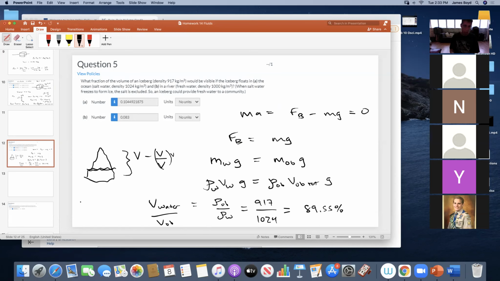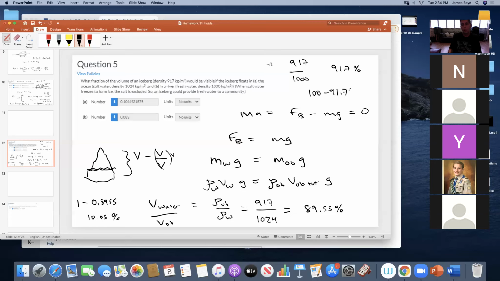This is how much is submerged. So 1 minus 0.8955 will give us how much is visible, and that's obviously 10.05% or whatever that is. They didn't put it as a percent, they put it as a ratio, and that's fine. Now, if instead we're in fresh water, we would have the same thing, but with 917 over 1,000. 917 divided by 1,000 is 91.7%. If I subtract that from 100%, I get 8.3%, or 0.083.